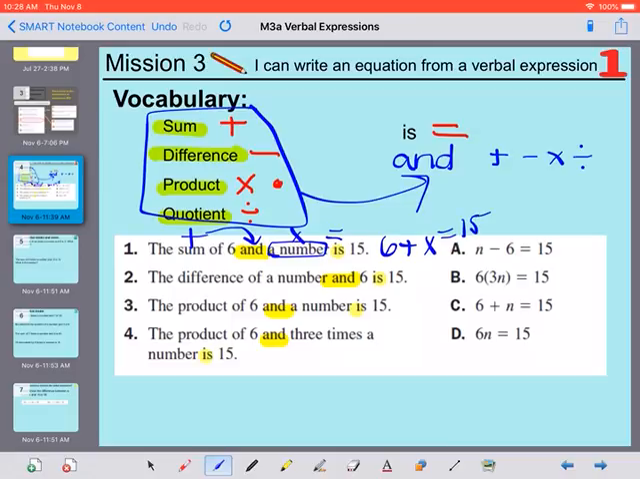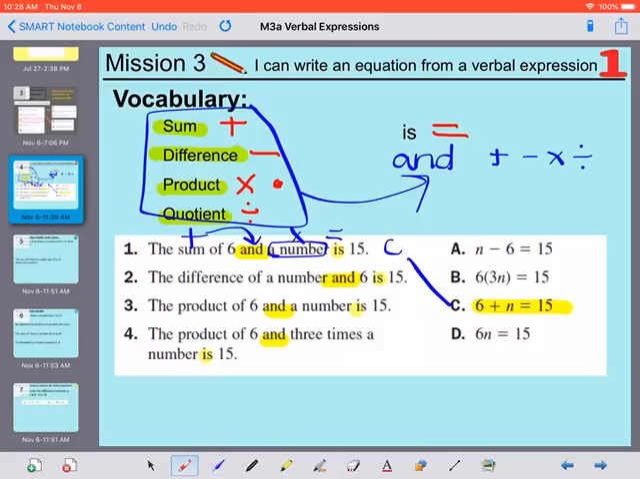This matches, they picked N for a number. You could have picked N, A, X, whatever letter you want. That matches right here. So for number 1, the answer should be C. You can kind of draw a line to connect them if you would like, or just put C right there.